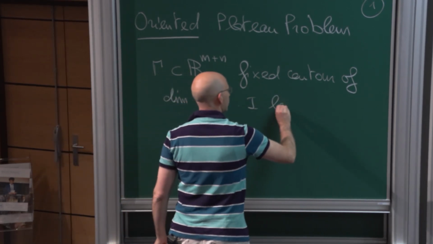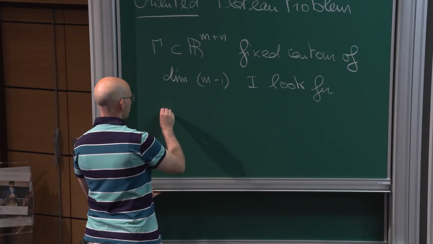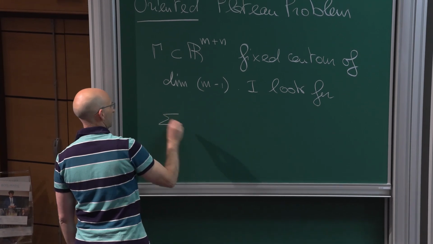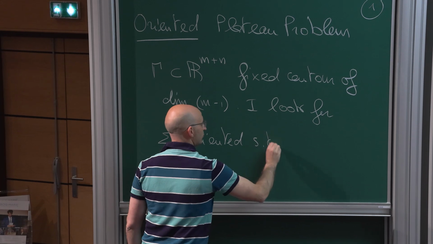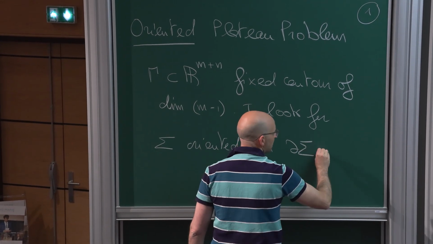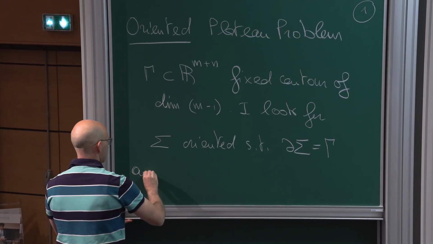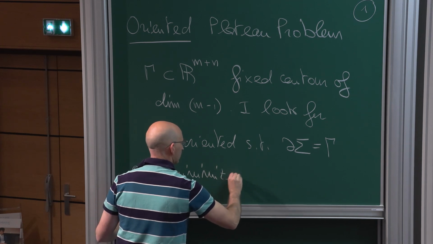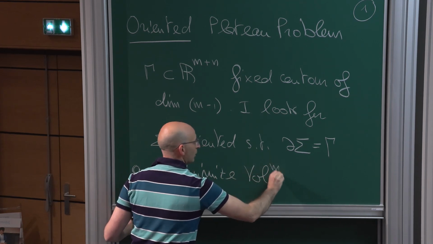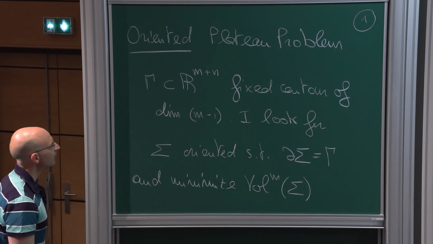And I look for nice and smooth m-dimensional surfaces sigma which bound gamma. So the boundary of sigma in the sense of differential topology is equal to gamma, and minimize the m-dimensional volume of sigma. Okay, so that's the problem that I want to study.